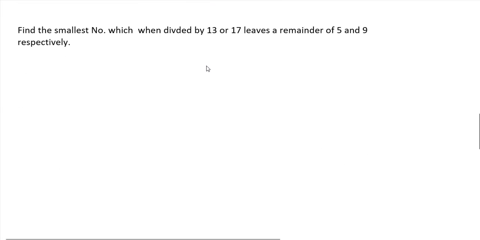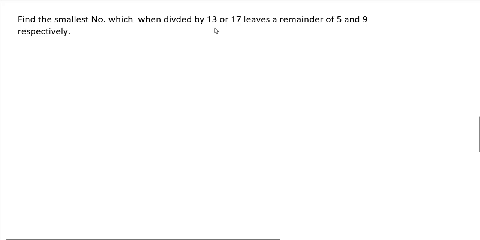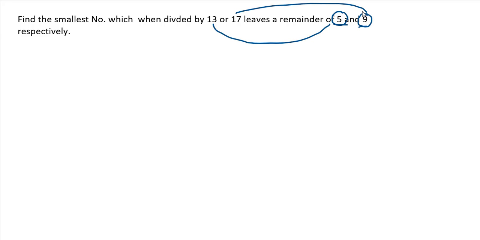Now in this question, if you notice, the divisors are the same, 13 and 17. We again need to find the smallest number which leaves a remainder of 5 and 9 respectively. Now the remainders are different. When it is divided by 13, it should leave a remainder of 5, and when it is divided by 17, it should leave a remainder of 9. But if you notice, the difference between the divisor and the remainder for these two numbers, 13 minus 5 is 8, 17 minus 9 is also 8.